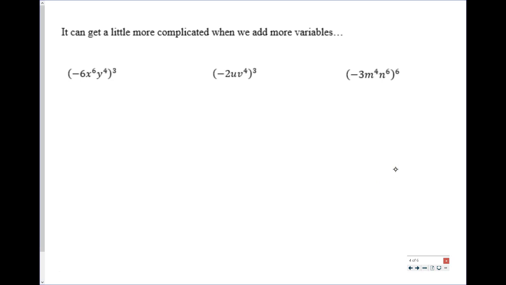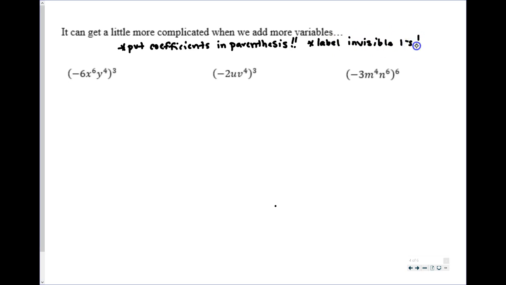So the first thing that I want to show you with this trick is how to help you keep your numbers straight, because it starts to get messy. One of my dead set rules here is that you always put the coefficients, or not even the coefficients, but the numbers, in parentheses. Okay? Always, always, always do this. The other thing you should always do is label your invisible ones. Before you even start the problem, you need to do these two things. Put your coefficients in parentheses and label your invisible ones. And I'm going to show you why in this first example.